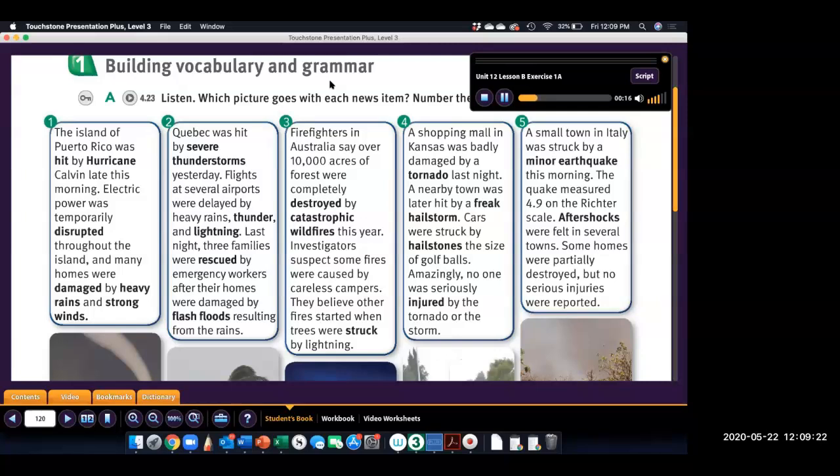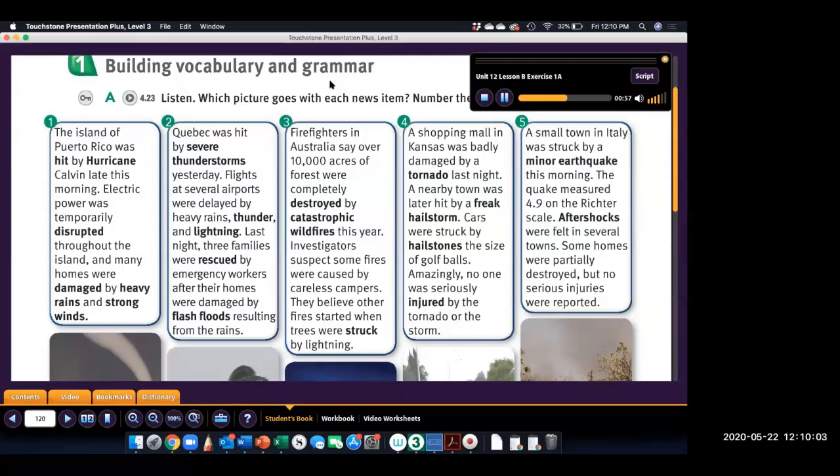Number the pictures. 1, The island of Puerto Rico was hit by Hurricane Calvin late this morning. Electric power was temporarily disrupted throughout the island, and many homes were damaged by heavy rains and strong winds. 2, Quebec was hit by severe thunderstorms yesterday. Flights at several airports were delayed by heavy rains, thunder, and lightning. Last night, 3 families were rescued by emergency workers after their homes were damaged by flash floods resulting from the rains.